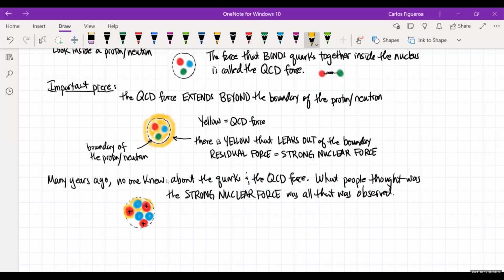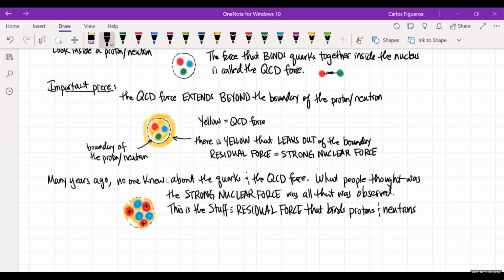We didn't see inside of them. And so all of the physics that was developed way back then was that all we know is that this is the stuff, right? The residual force that binds protons and neutrons together.